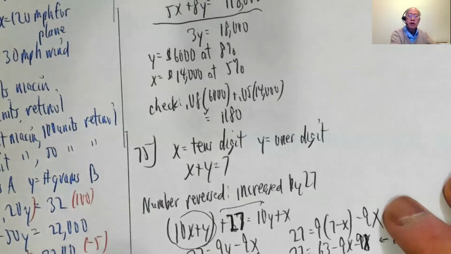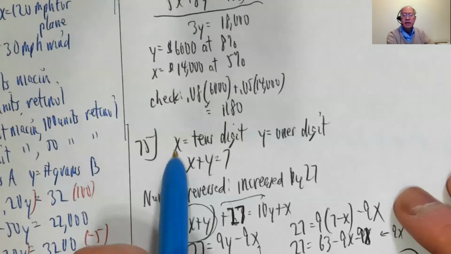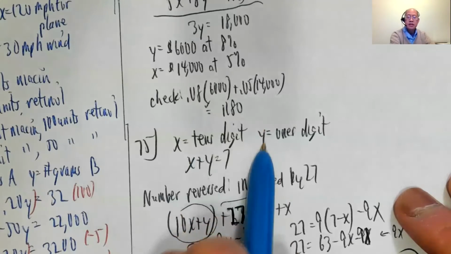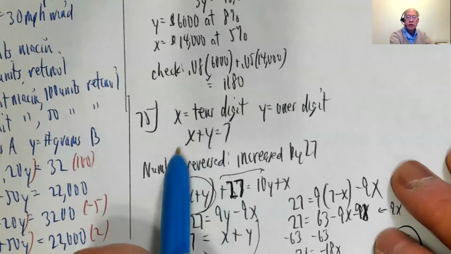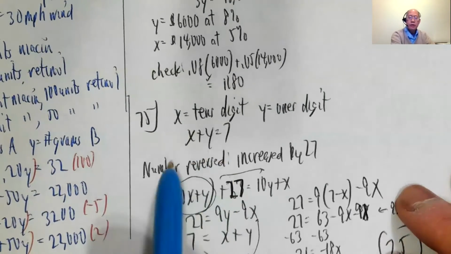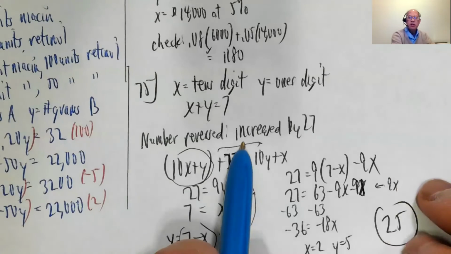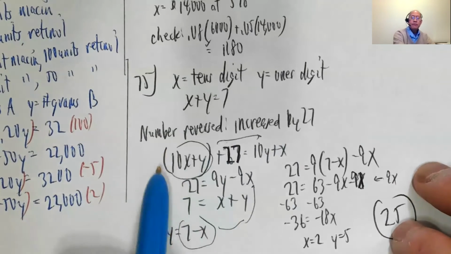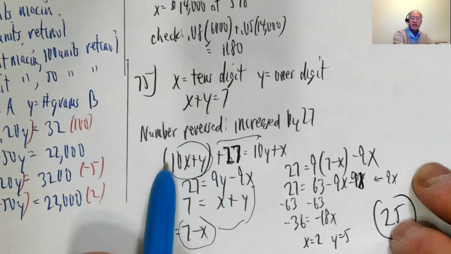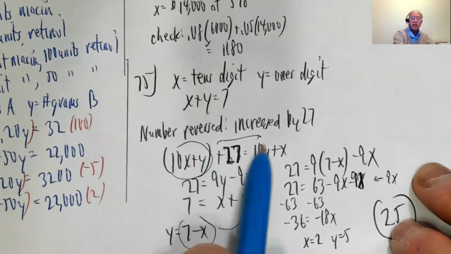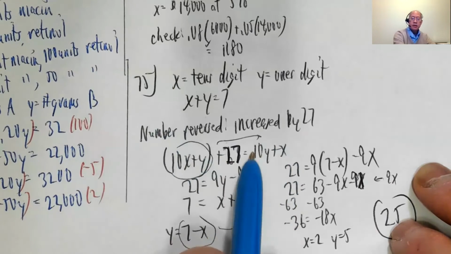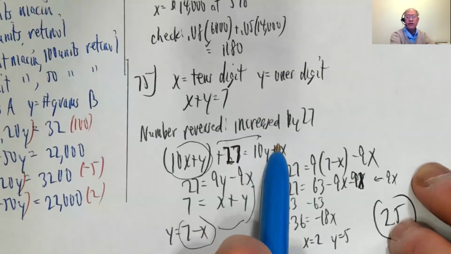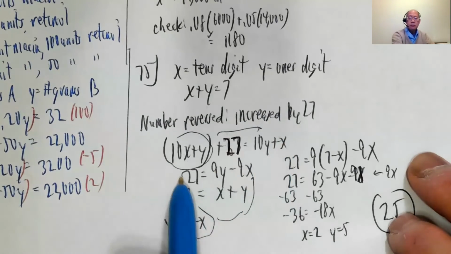All right, you're given a certain number. Let x be the tens digit, y be the ones digit. It says the sum of the digits is 7, so x plus y is 7. And when you reverse the number, the value is increased by 27, right? So the original number is 10x plus y because x is the tens digit. If I add 27, it's equal to what I get when I reverse the digits. If I reverse it, I have 10 times y plus x for the value in actual amount.